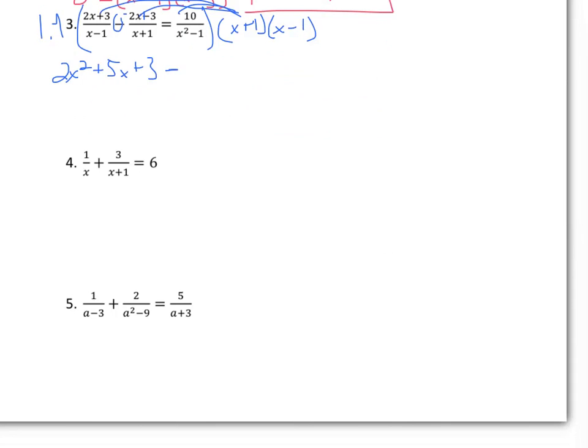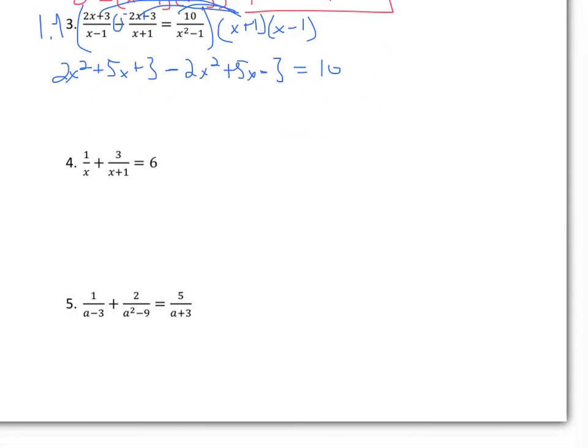So we'll have a negative 2x squared. We've got a plus 3x plus 2x, which is going to give us a plus 5x. And positive 3 times negative 1 is minus 3. And the last one, our x squared minus 1 is going to cancel out with our (x + 1)(x - 1). So we're just left with 10.